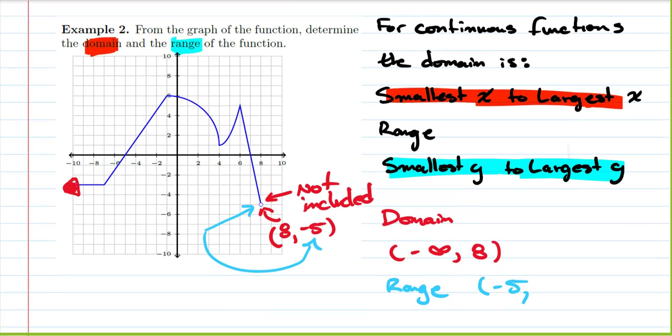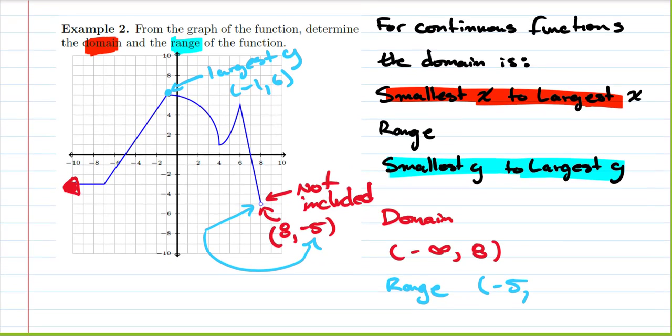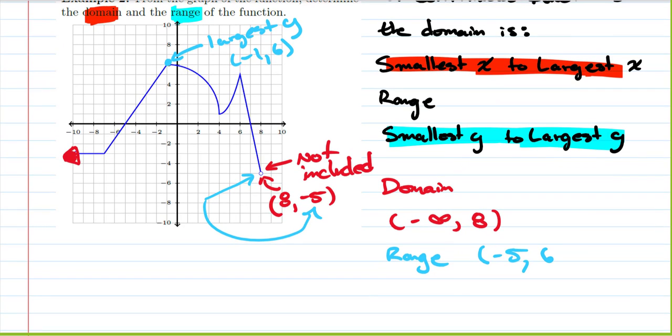Now we look at our graph, our largest y is going to be up here. And the ordered pair of that point is going to be (-1, 6). So our largest y value is going to be 6, and our graph actually makes it to that y value of 6. So we're going to put it in a square bracket because it's included.